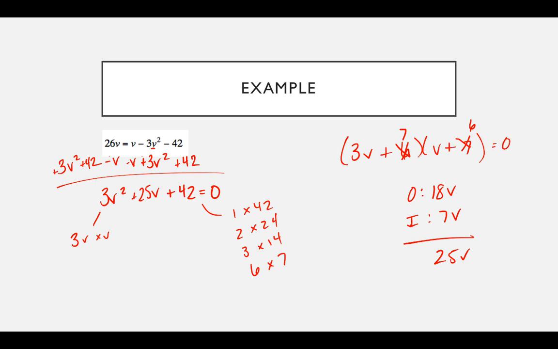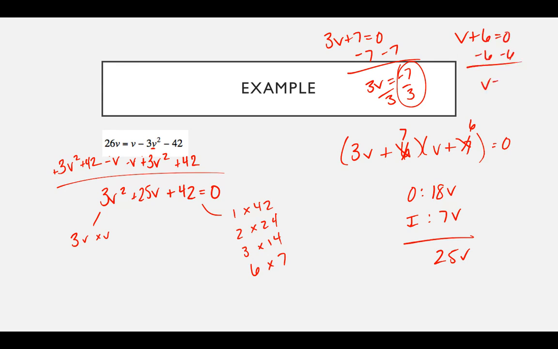And then I just set those equal to 0. So 3v plus 7 equals 0. I subtract 7 and divide by 3 to get negative 7/3. And then v plus 6 equals 0. I subtract 6 to get negative 6.